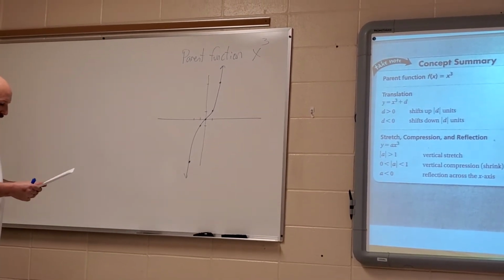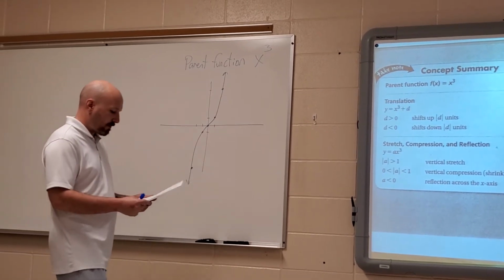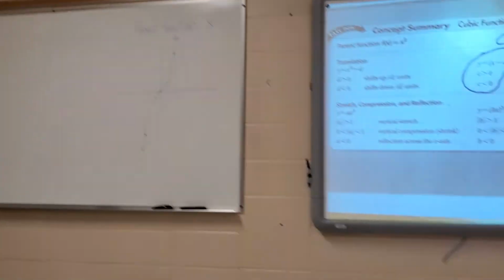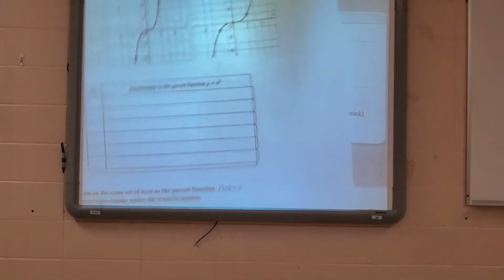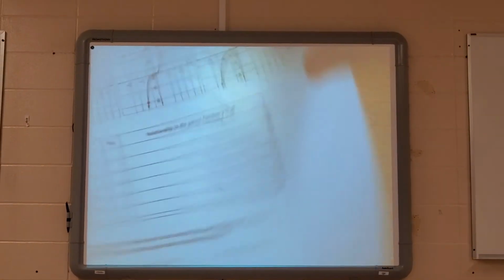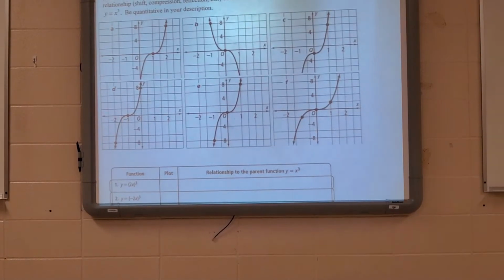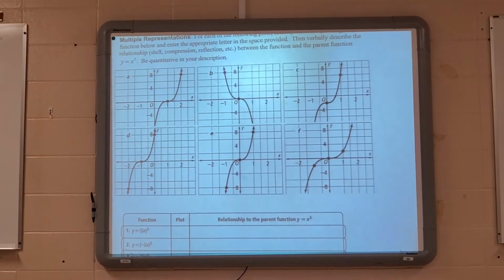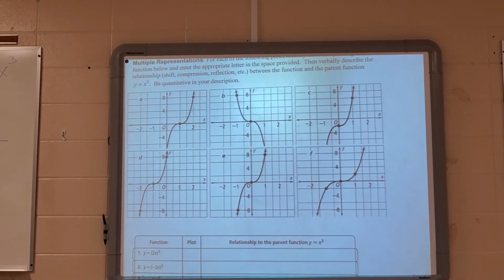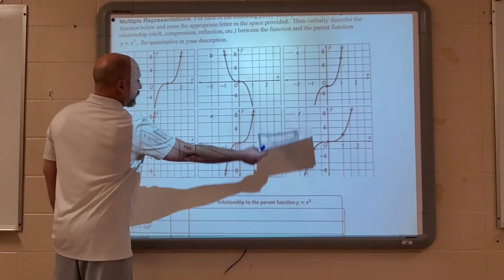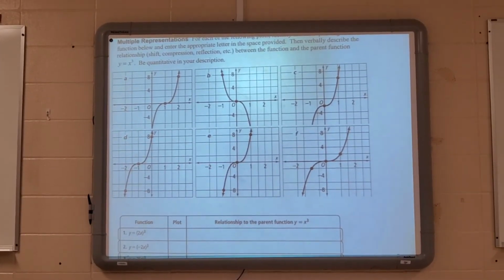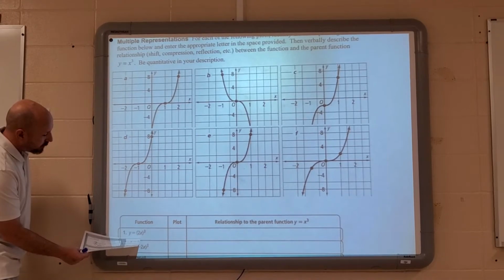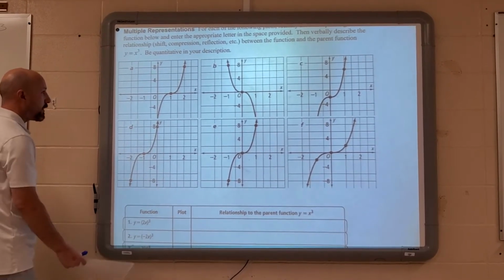So, let's look at a couple of the homework problems. I'm going to go ahead and pull this down and put the homework up so I can give you a couple of examples of the homework. So, if we look at this, we've got a bunch of graphs of x cubed moved around. Okay? So, the first one says y equals (2x) cubed.